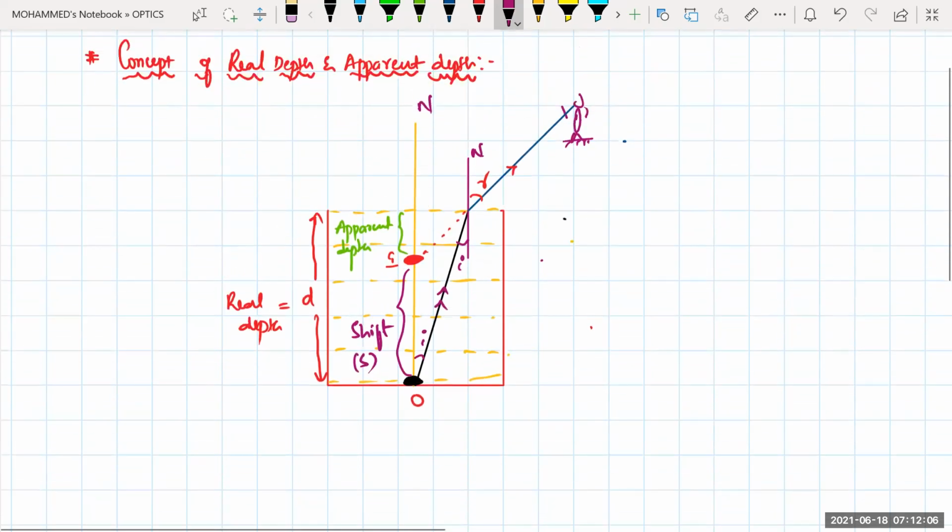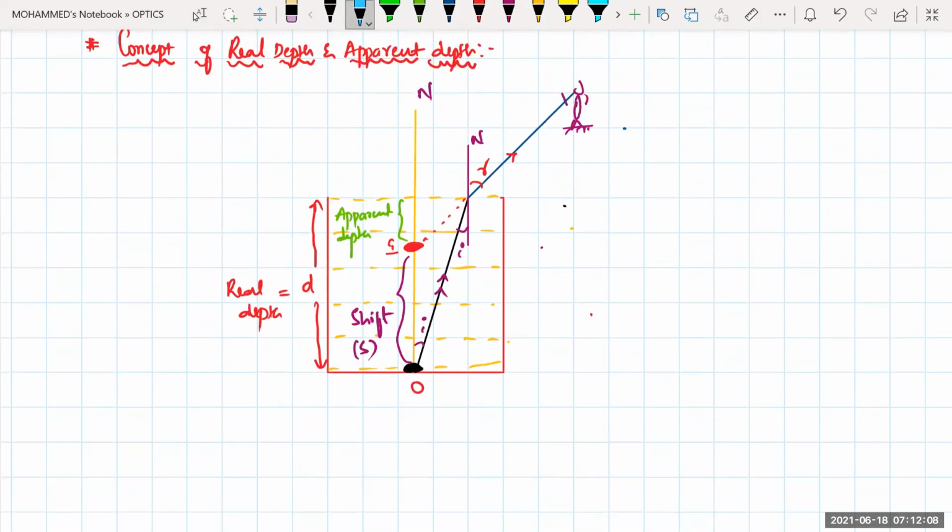Is that clear? Any doubt in this? This is the object. Shift is the difference between the real depth and the apparent depth. So shift equals real depth minus apparent depth. The real depth is d, and the apparent depth I'm taking as, say, t. So d minus t.